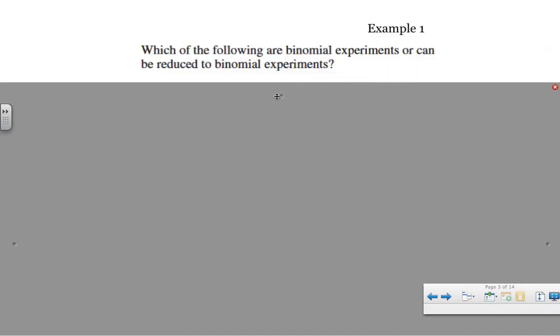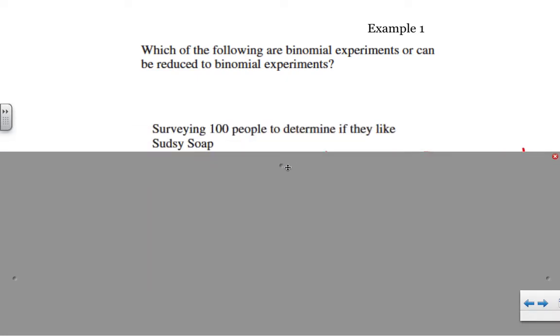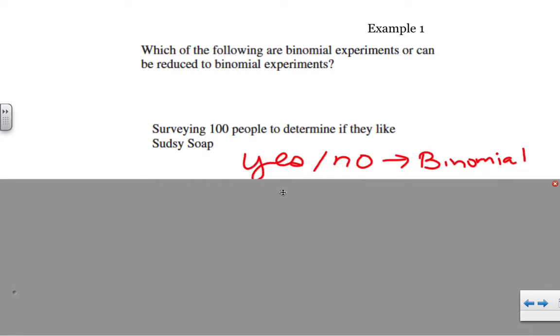All right, so let's look at an example. Your first example is: what things can we label as binomial? Let's start with the first one. If we just want to survey 100 people to see if they like sudsy soap, we're doing 100 trials, so that doesn't matter. So is it binomial though? Is there success or failure for each trial? For each person that we ask, their answer is either yes or no. So this could be a binomial distribution.